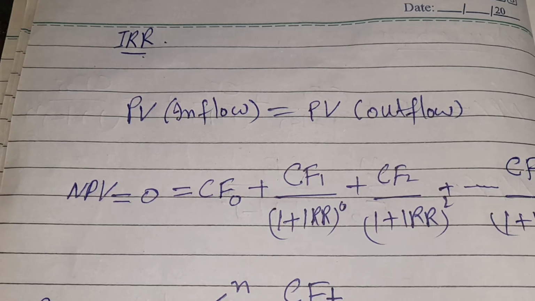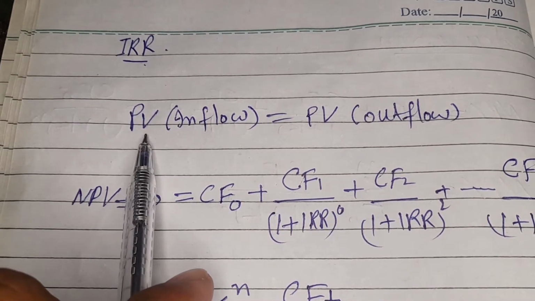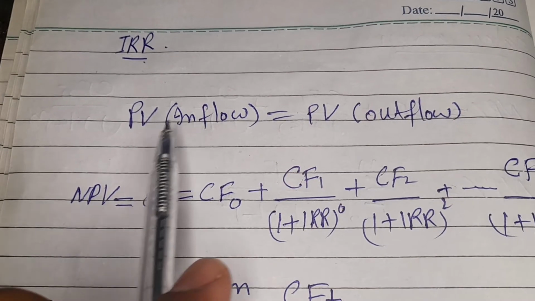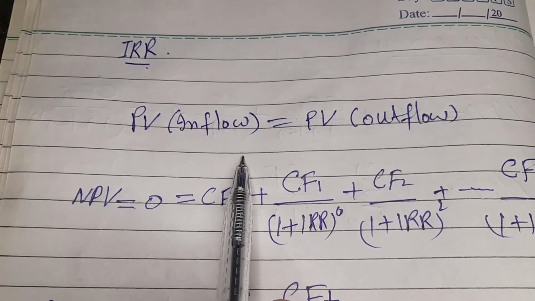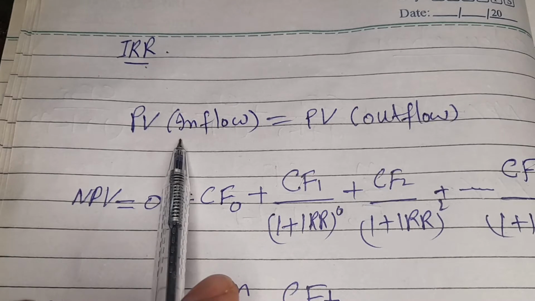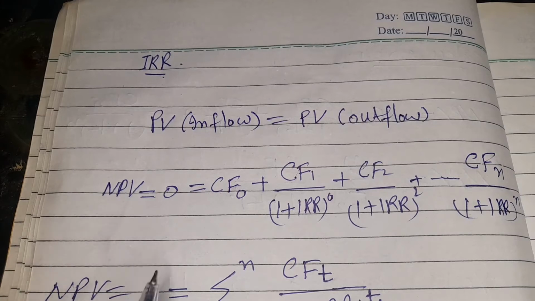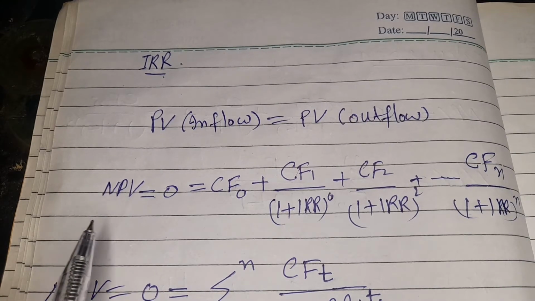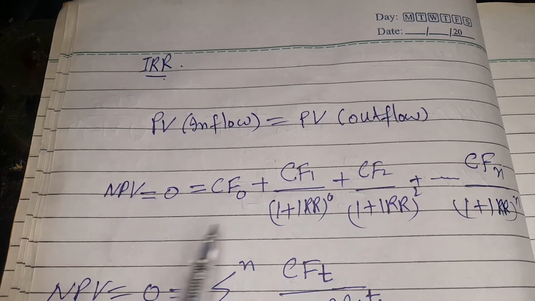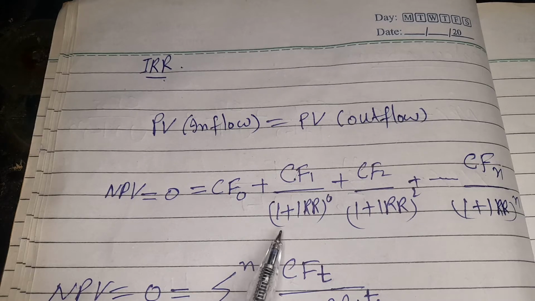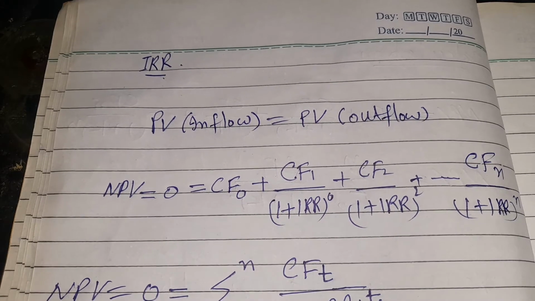We can also say that it is the rate where the net present value of the project equals 0. The following condition: present value of inflow equals present value of outflow. It means the rate of return where present value of inflow should be equal to present value of outflow. So we can also say that the discount rate at which net present value equals 0, that is our internal rate of return.